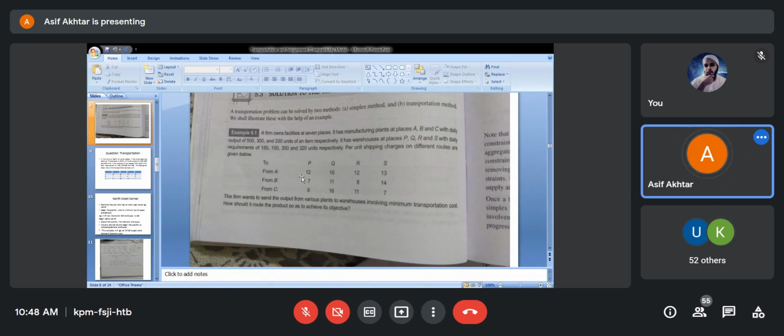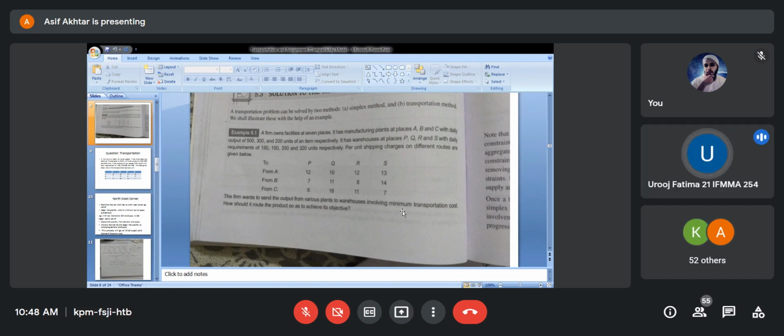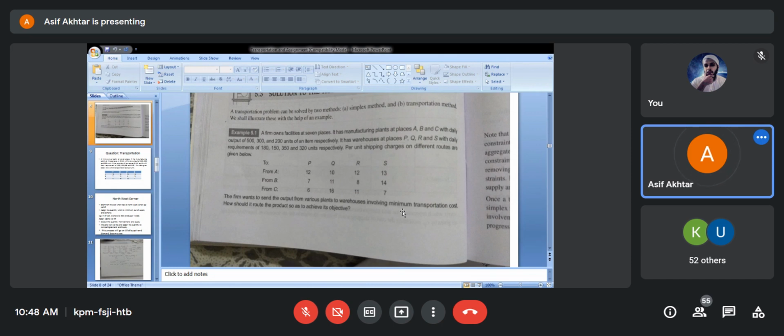Then what is given, ये जो नंबर दे रखे हैं, what are these numbers all about? 12, 7, 6, 10, 13. What are they? The cost of shipping charges. Per unit shipping charges, per unit transportation charge. Right. This is the information which is given in the form of a table.